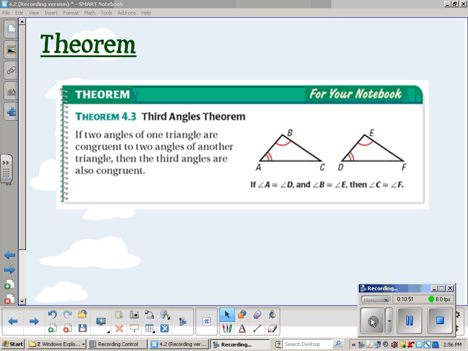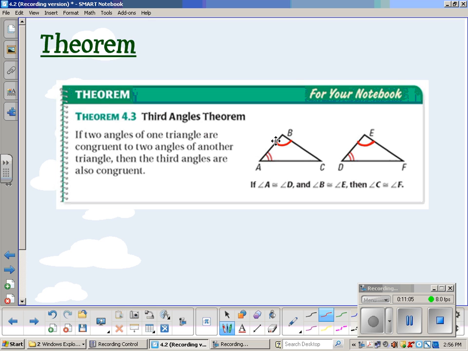If two angles of one triangle are congruent to two angles of another triangle, then the third angles are also congruent. So if we look at the diagram, we can see that angle B and angle E are marked congruent to each other. We can also see that angle D and A are marked congruent. So we already know that those two pairs are congruent in both triangles.